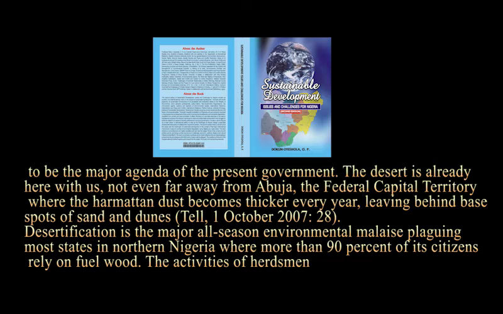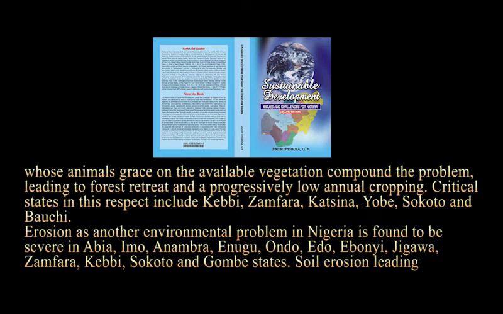Tell, the 1st of October 2007, 28. Desertification is the major all-season environmental malaise plaguing most states in northern Nigeria, where more than 90% of its citizens rely on fuel wood. The activities of herdsmen whose animals graze on the available vegetation compound the problem, leading to forest retreat and a progressively low annual cropping. Critical states in this respect include Kebbi, Zamfara, Katsina, Yobe, Sokoto and Bauchi.